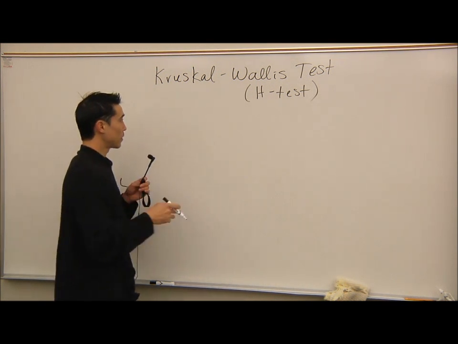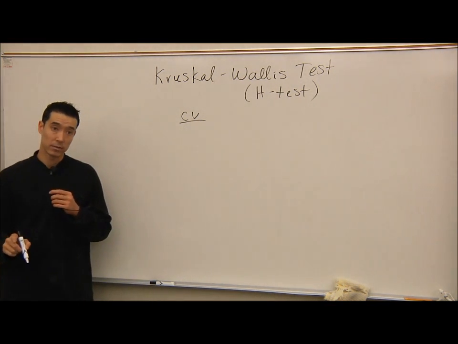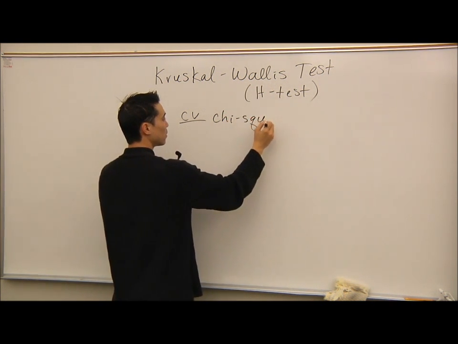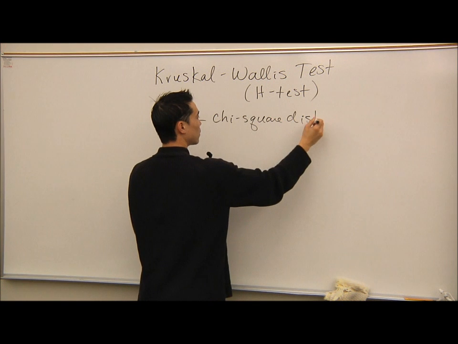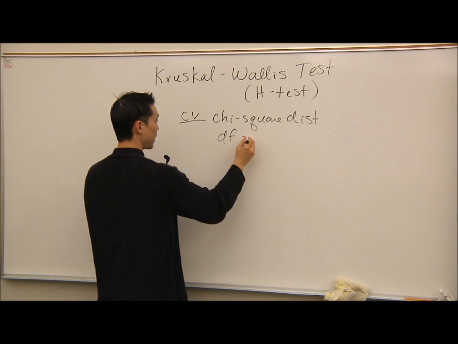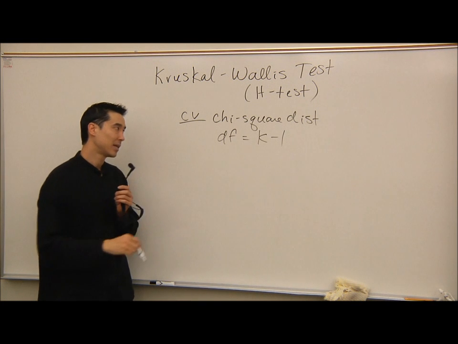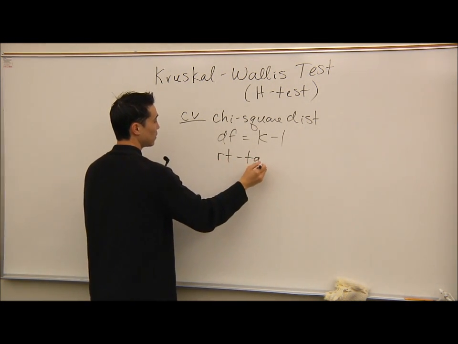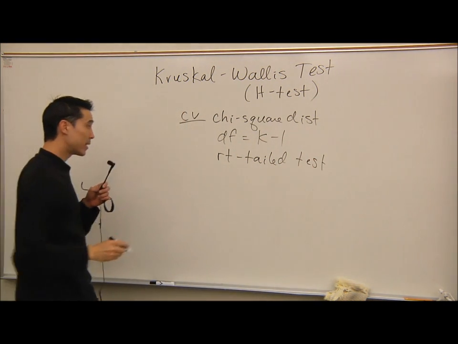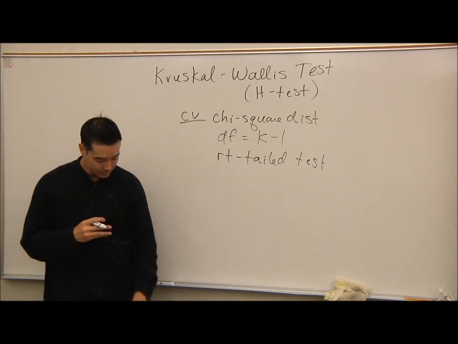Okay, so I'm going to show you how to do the test, but I need to tell you that the critical value uses the chi-square table. So the critical value comes from the chi-square. And on the chi-squared, the degrees of freedom is going to be k minus 1. That's how many samples or groups you have, minus 1. And it's always going to be a right-tailed test. That's good because our chi-square distribution is set up for a right tail, so that plays to our favor.